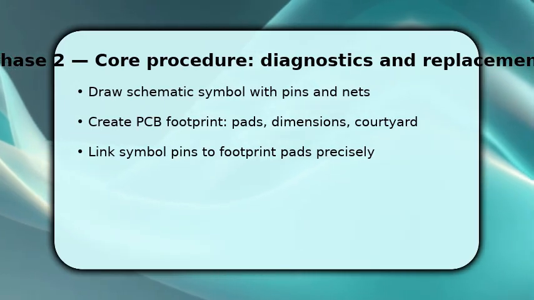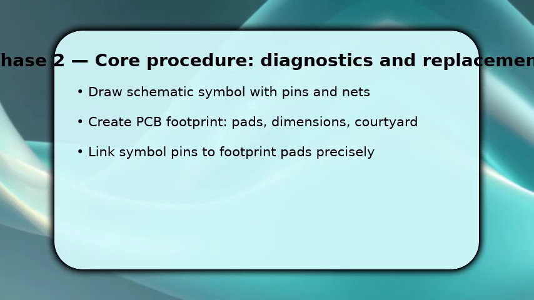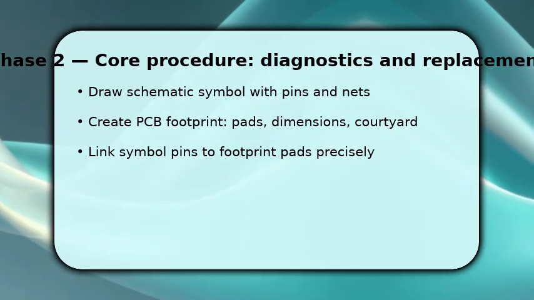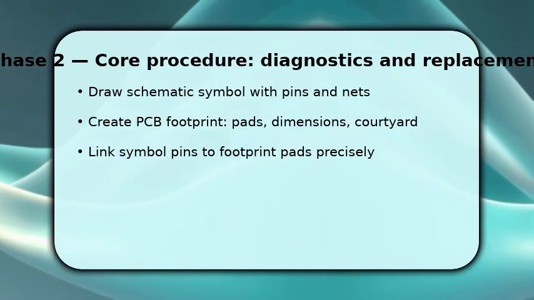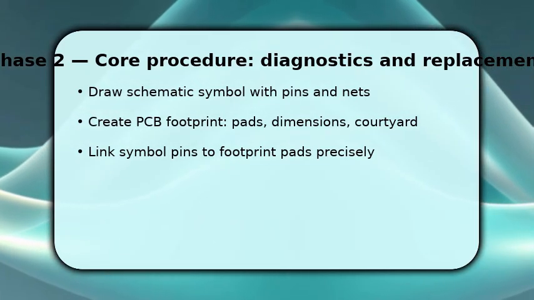Once both are ready, link symbol pins to footprint pads using the pin map. This mapping is critical so nets transfer correctly. If the part has multiple variants, define them here to avoid rework later.